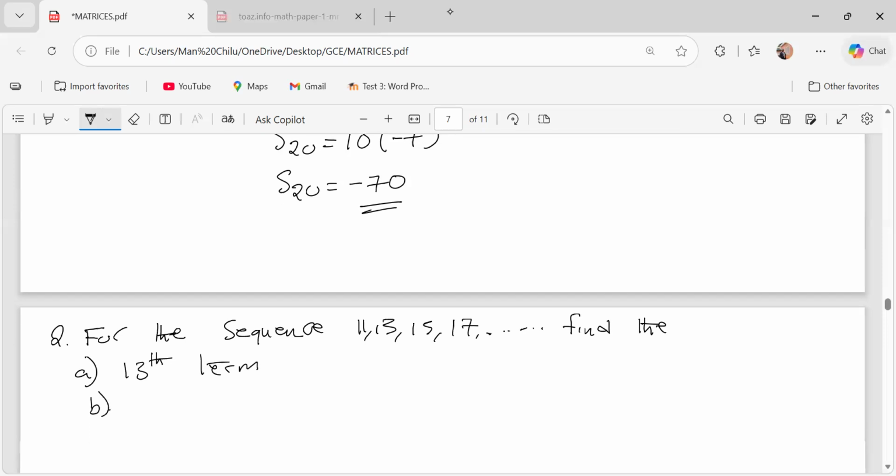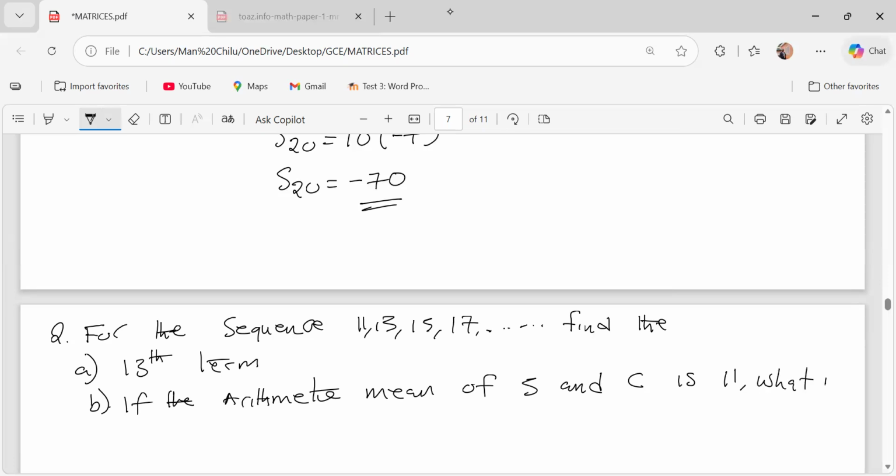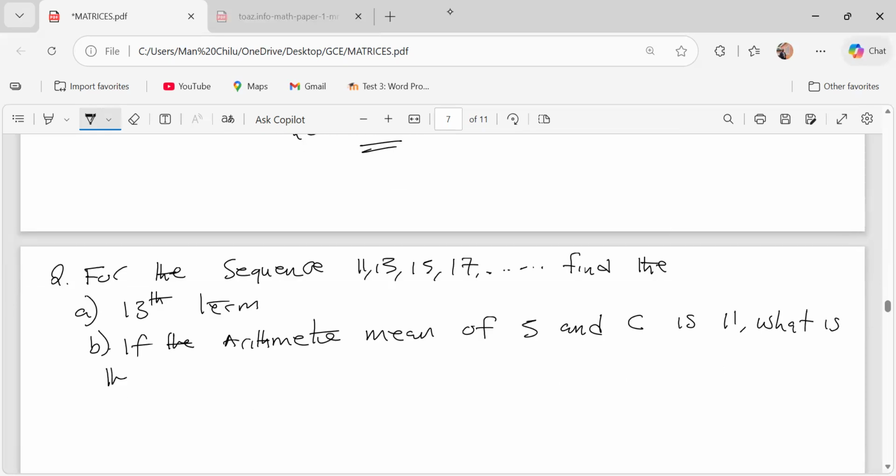Then B says if the arithmetic mean of 5 and C is 11, what is the value of C? What is the value of C?